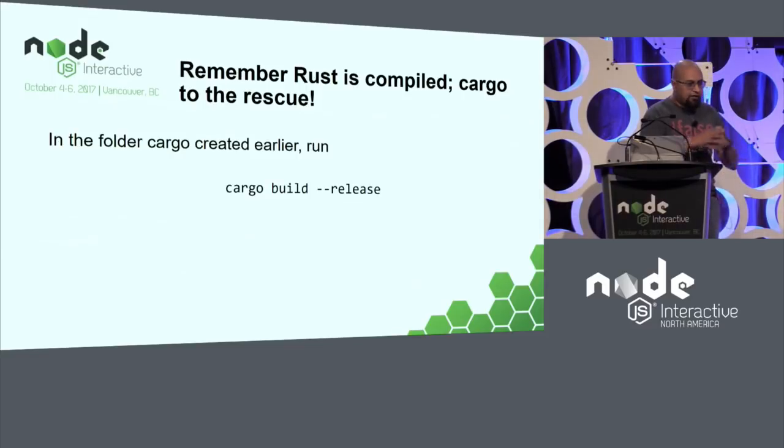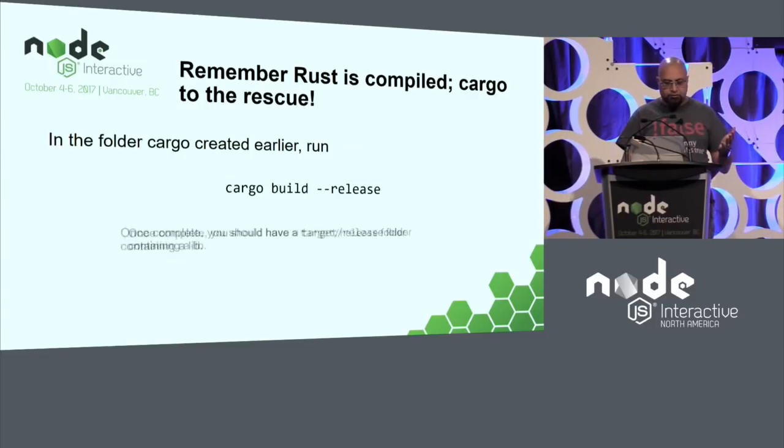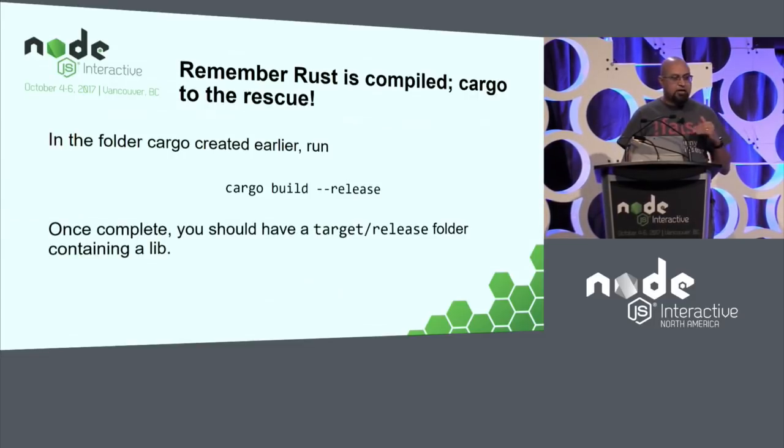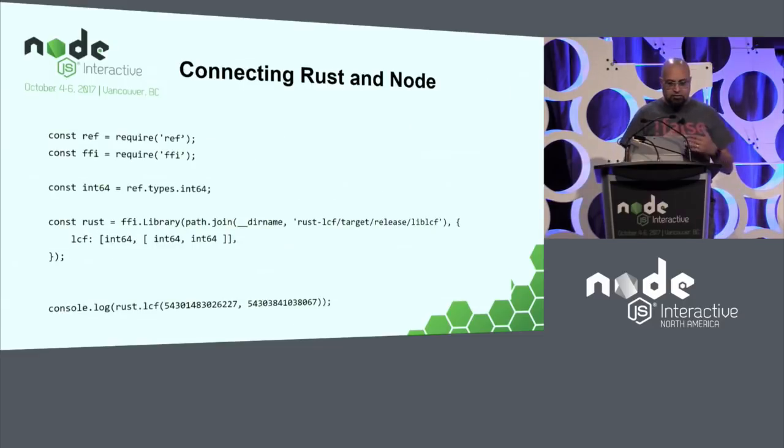So now that we've written our Rust code, we will compile it. So we use cargo again, and we'll build, and we need to build a release version. So once we're done with that, we should have in our target release folder a lib that we can then link into JavaScript. So now let's connect the two.